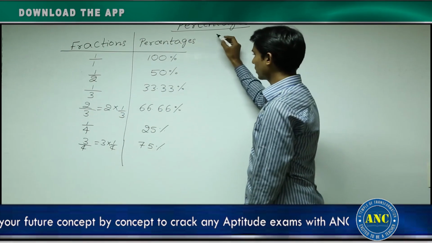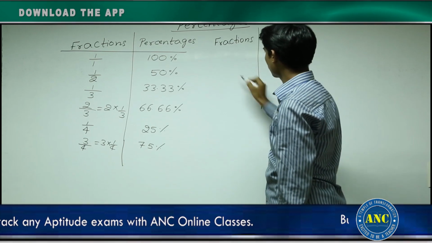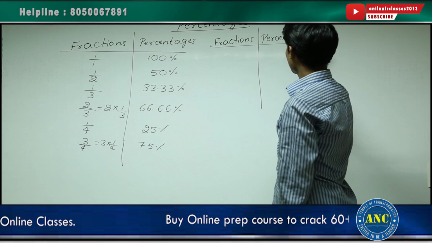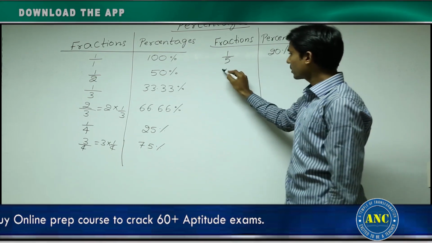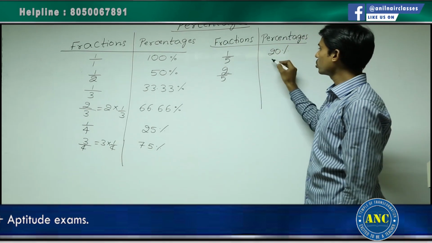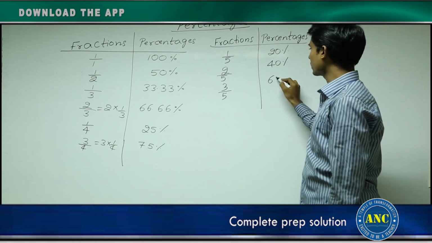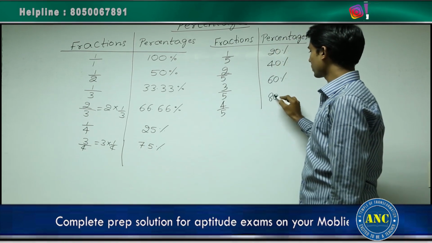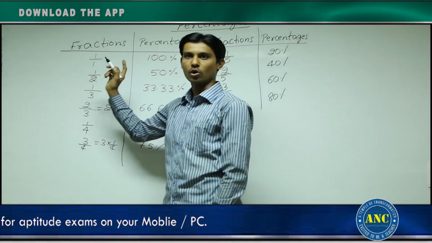Next. Again if I increase my denominator, it becomes 1 by 5. Listen to this carefully. 100 by 5 is nothing but 20%. If I increase the numerator simultaneously, 2 by 5 is 2 into 1 by 5. 2 into 20% is 40%. 3 by 5 is 3 into 20%, 60%. 4 by 5 is 4 into 20%, 80%. Next if I increase my numerator, it becomes 5 by 5. 5 by 5 is 1, already written, right?